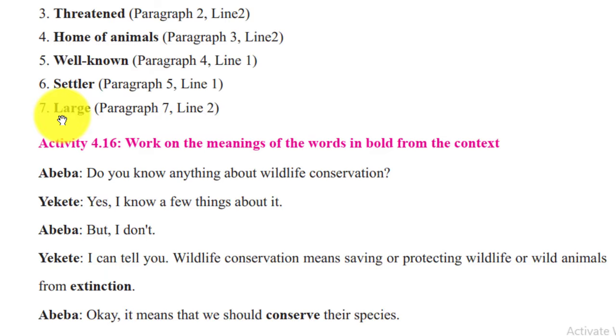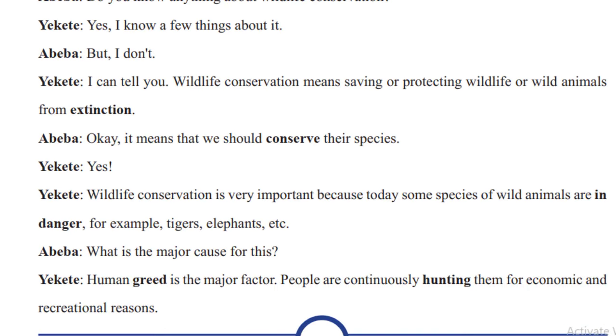So we can increase our word power. Don't forget to take notes, okay, by preparing your vocabulary notebook. Let's pass to the next one. Work on the meaning, activity 416. Work on the meanings of the words in bold from the context. Again we practice another context. There are some words written in bold, and we give their meaning from the context.